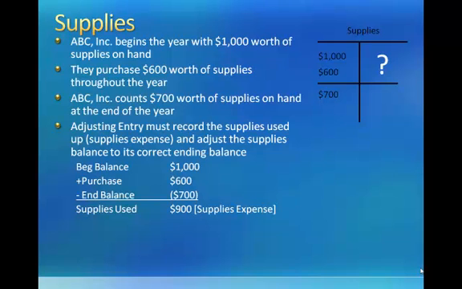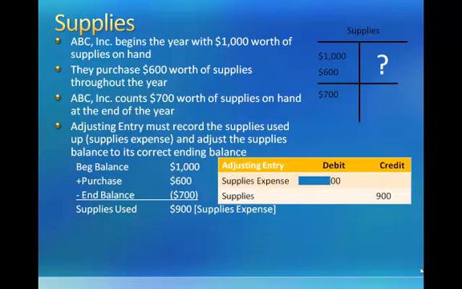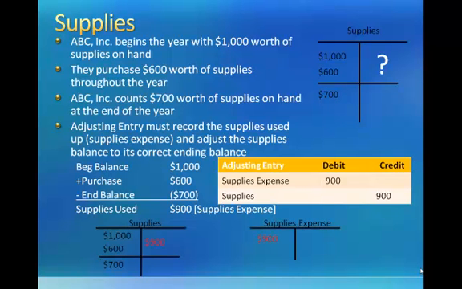If we keep it at the 1,000 plus the 600, we'd be overstating our supplies because we don't have $1,600 worth of supplies. We have $700 worth of supplies. And the adjusting entry gets us from the $1,600 down to the $700 and records the appropriate expense of $900. The adjusting entry debits the supply expense T account and credits the supply T account.